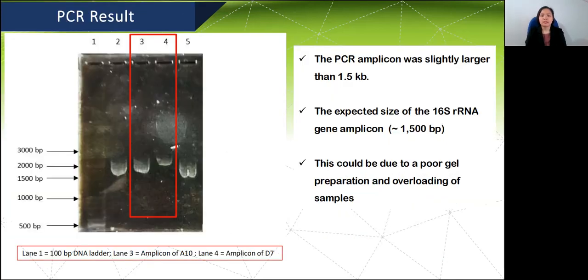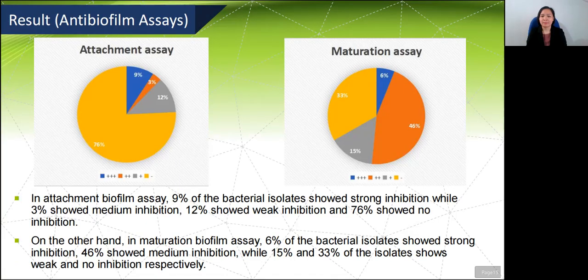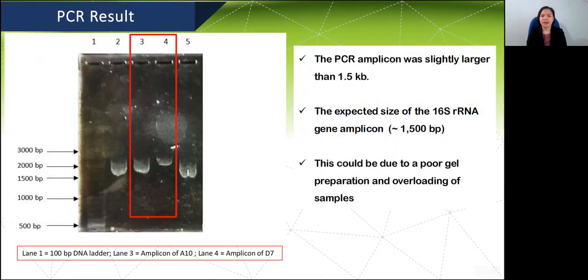After the positive isolates are obtained, I proceed to the PCR result. I chose two of the positive isolates since they show a high antibiofilm activity. However, the PCR amplicon, I found out, was slightly larger than 1.5 kb, which is the expected size of the 16S rRNA gene amplicon. After analyzing the result, I concluded that this could be due to a poor gel preparation and overloading of samples.